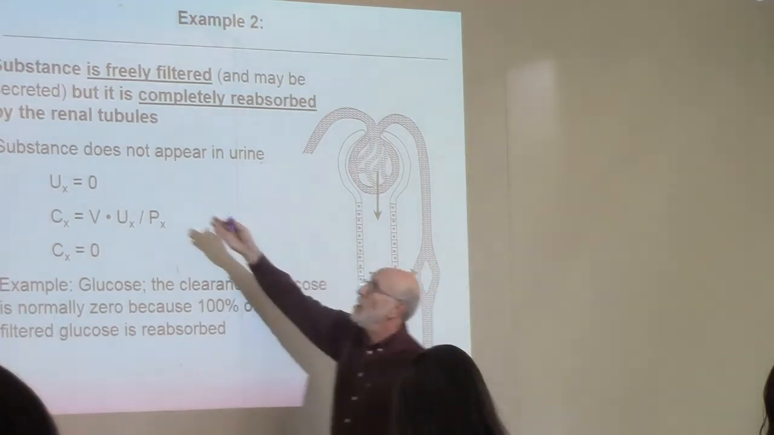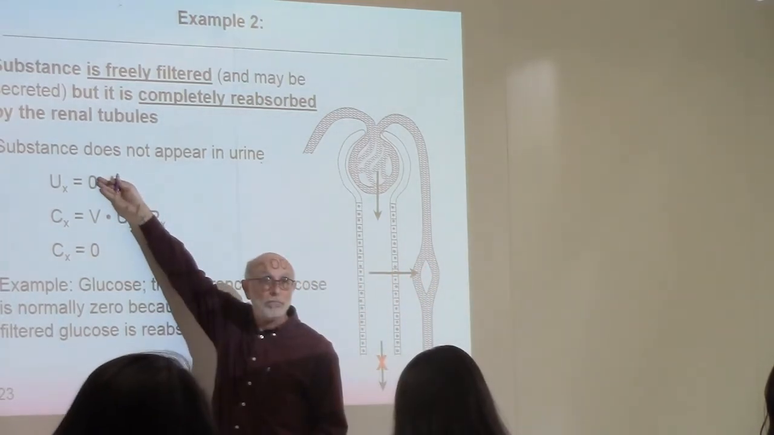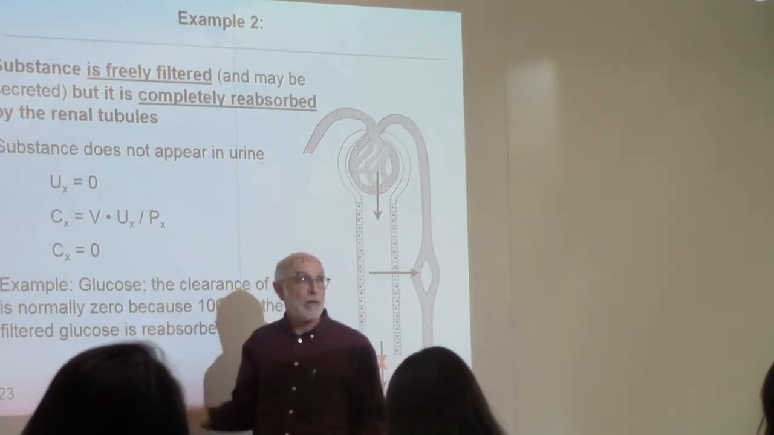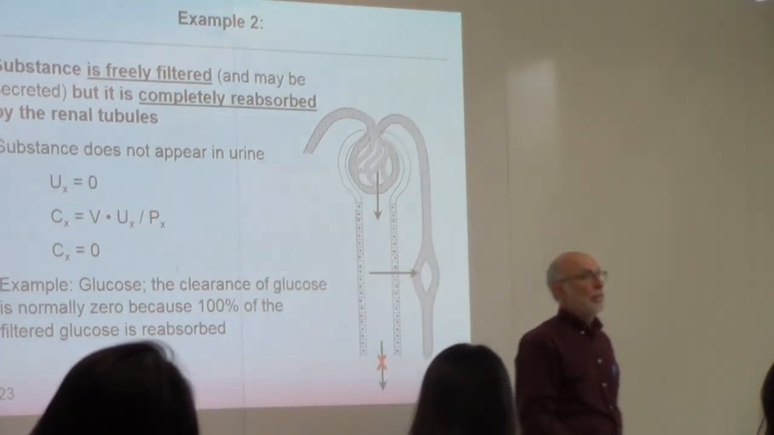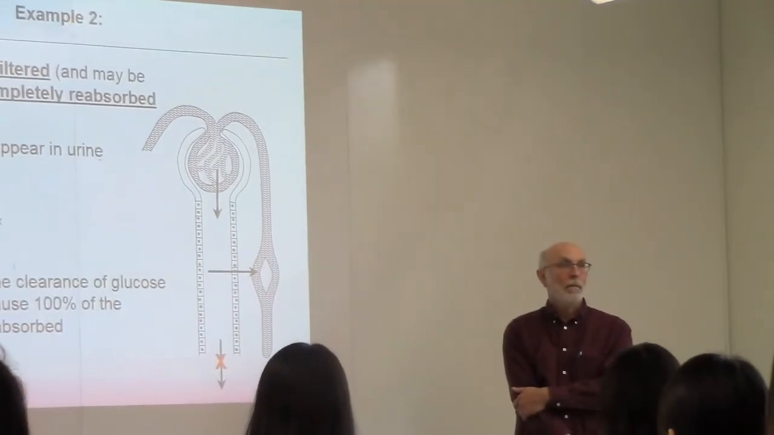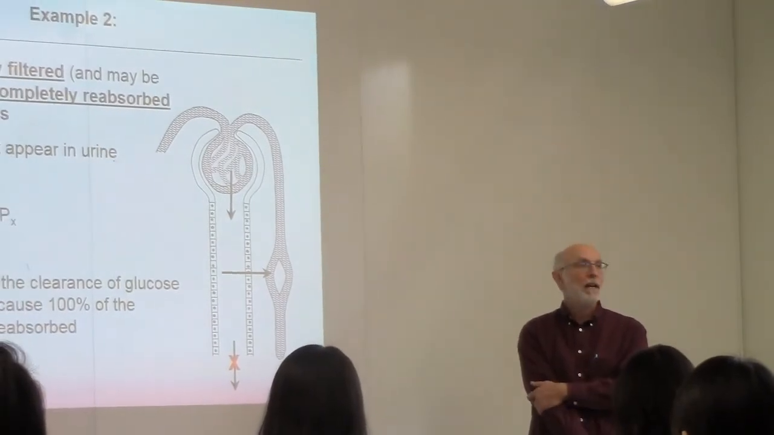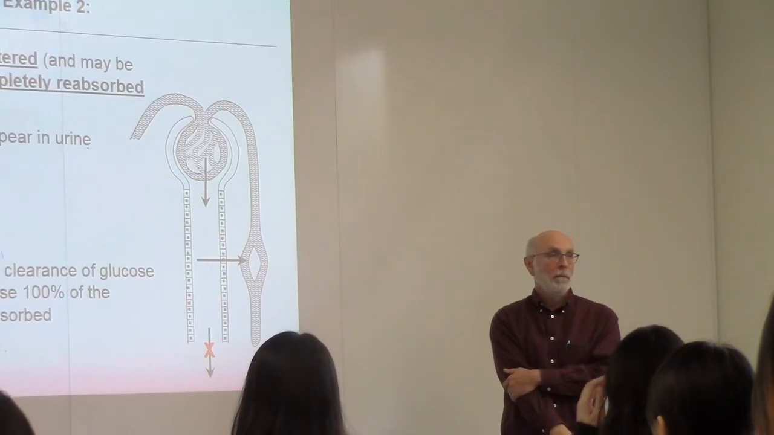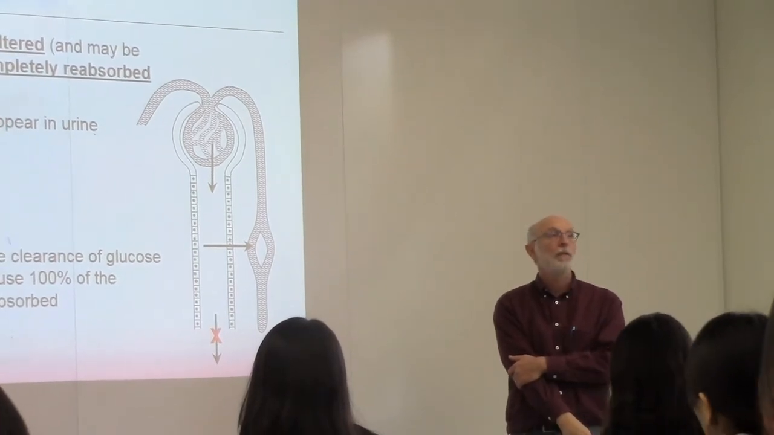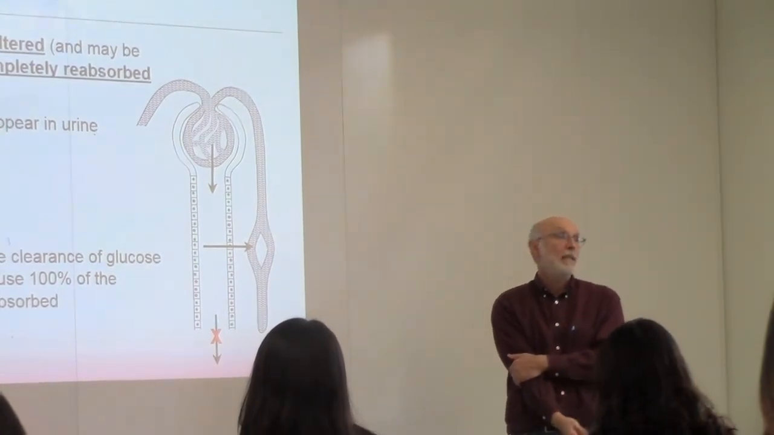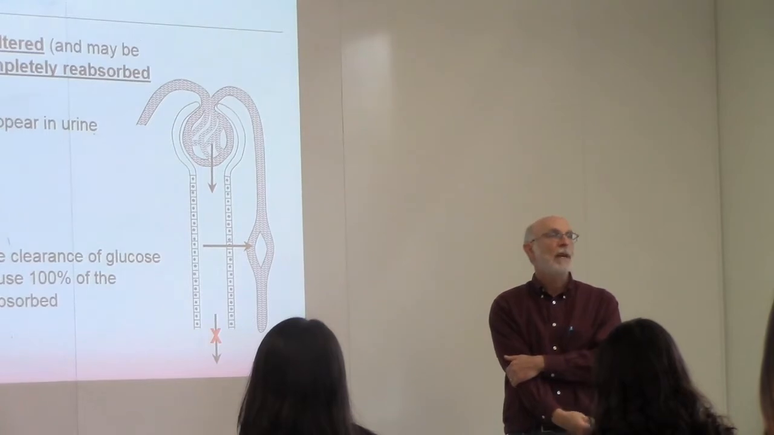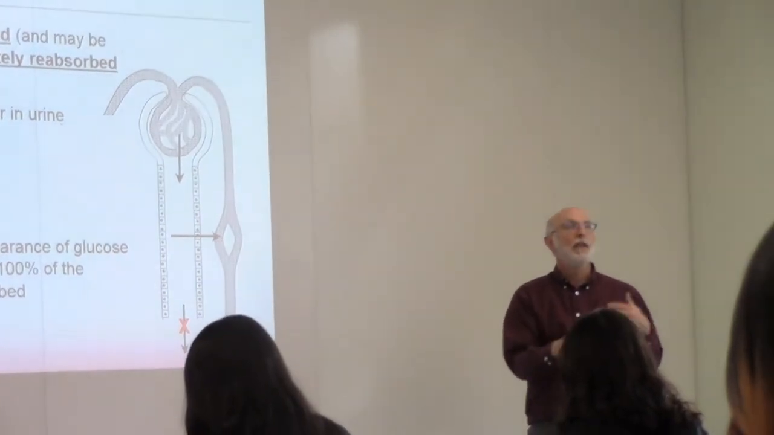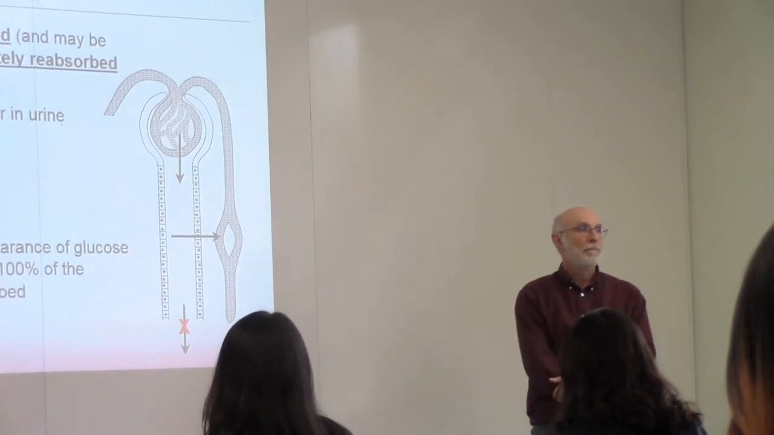So, if the urinary concentration is 0, then the excreted load is 0 and the clearance is 0. So we have two ways of having a clearance of 0. Either it is not filtered at all, like albumin, or it is freely filtered but so completely reabsorbed that still none of it ends up in urine. And so again, there is no volume of plasma that actually is cleared of glucose because we reabsorb it all.